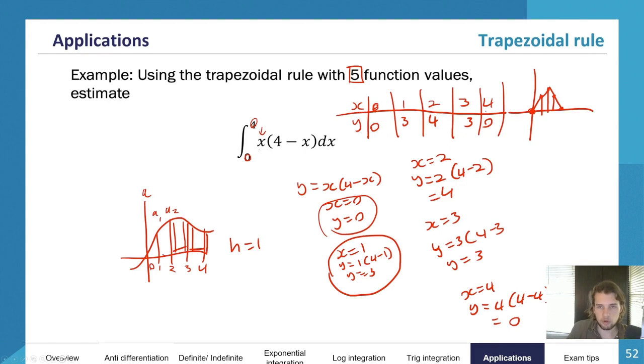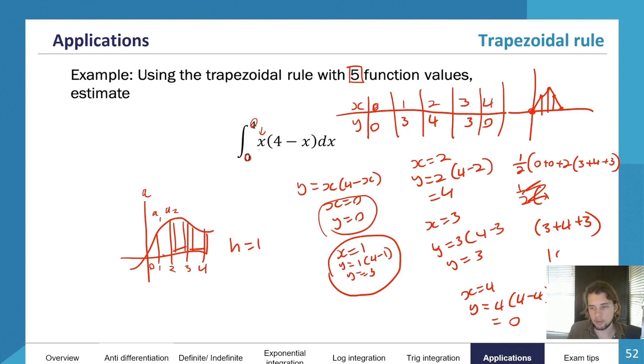So our trapezium rule would say we have h over 2. H is 1, so it's 1 over 2 multiplied by 0 plus 0. So that's our a and that's our b, our first value and our last value, plus 2 times everything else. So that's 3 plus 4 plus 3. So that's 1 over 2 multiplied by 2 this time. So it just becomes 3 plus 4 plus 3. So our estimated area, not the true area, our estimated area is equal to 10. And that's our result.